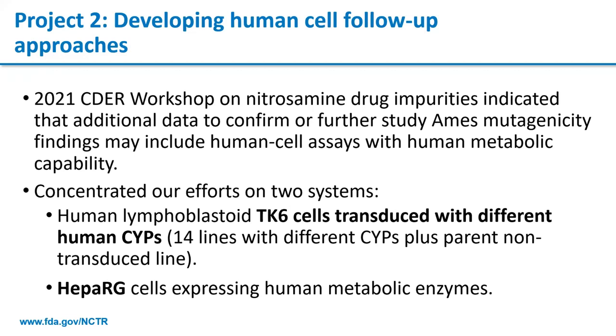One is a human lymphoblastoid TK6 cell system consisting of a series of 14 cell lines, each transduced with a different human CYP. And I'll show you what those are in a minute. And then there's the human HepaRG liver cell line that a lot of people are excited about, which expresses a range of human phase 1 and phase 2 enzymes.